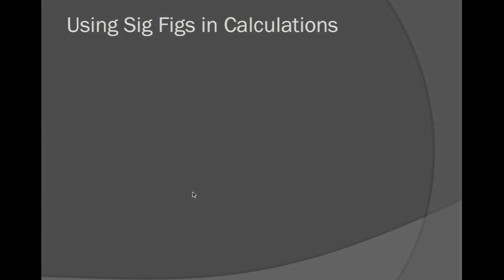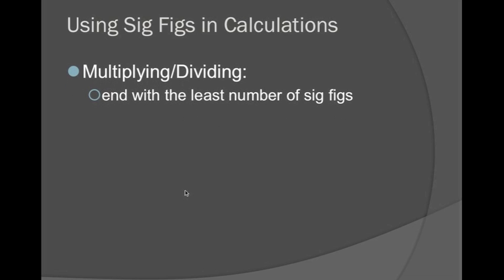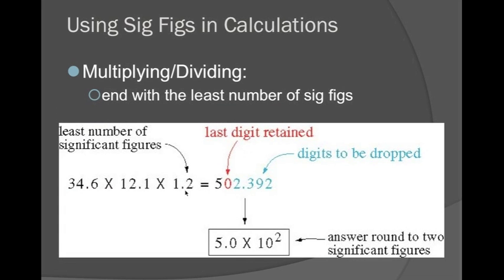Now, moving on here, we're going to keep on talking about significant figures and calculations. And we're looking at multiplying and dividing. Here we need to make sure that we end with the least number of significant figures. So when we're looking at a multiplication, in the first number, 34.6, it has 3 significant figures. Here in 12.1, we have 3 significant figures. And then lastly, in 1.2, we have 2 significant figures. So our answer must have 2 significant figures in it, and we see that it does.